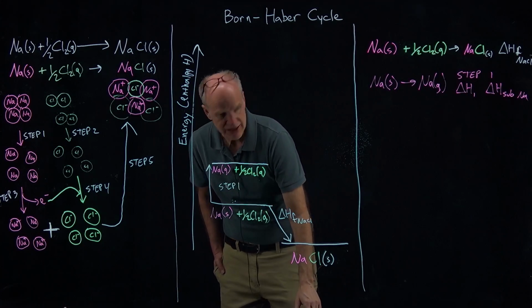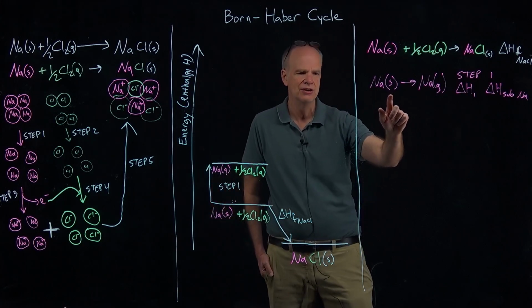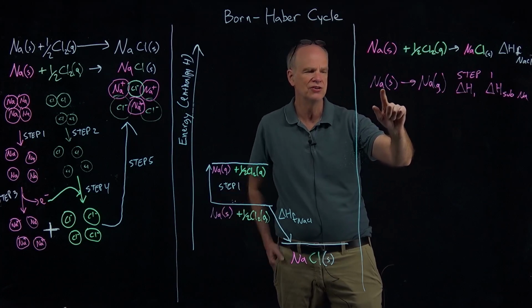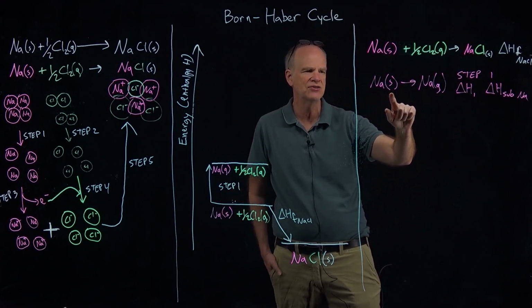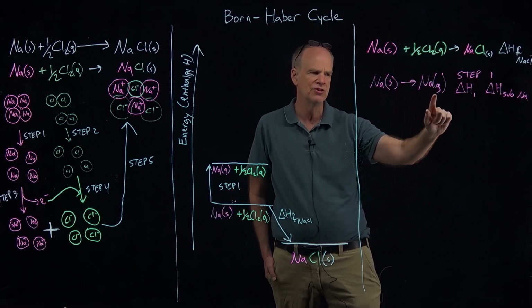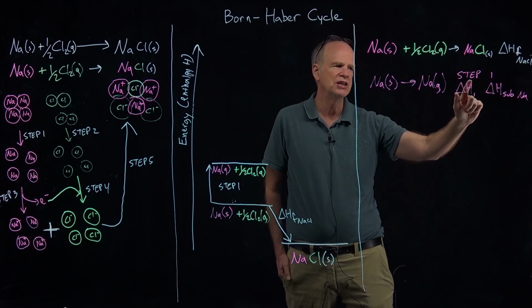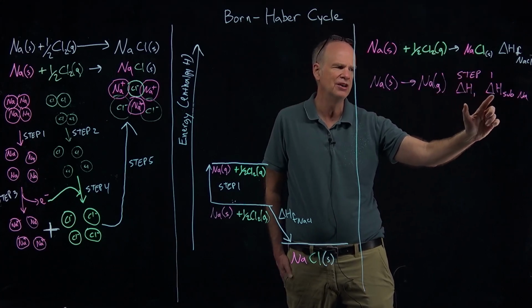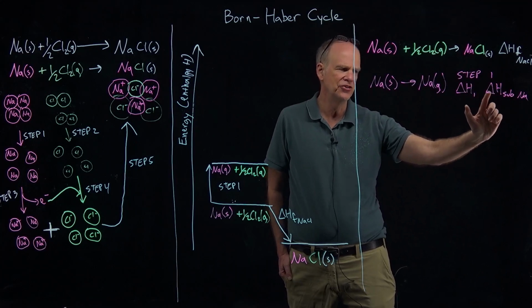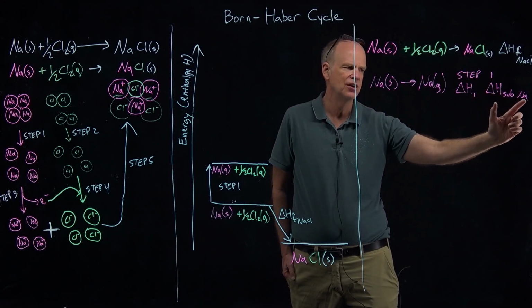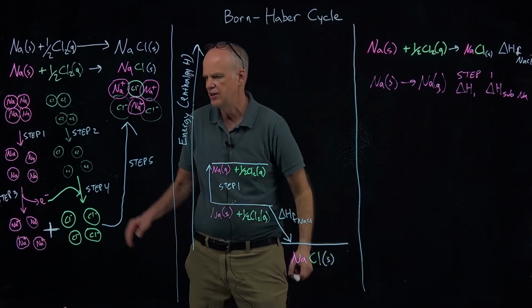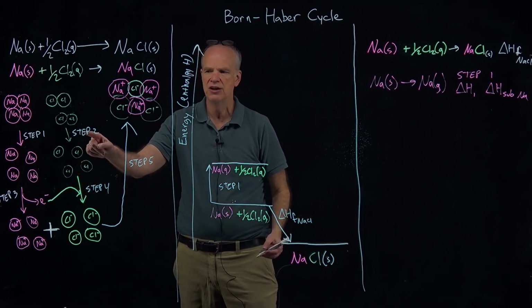And what I've already done over here is I have written down an equation that describes step one. And so again, I'm just saying the reactant is solid sodium turning into gaseous sodium. And so we can describe this with an enthalpy change of the reaction for step one. And so I'm just indicating here that this is also the enthalpy change for the sublimation of sodium. Okay, so now let's move on to step two. So now we're going to deal with chlorine.